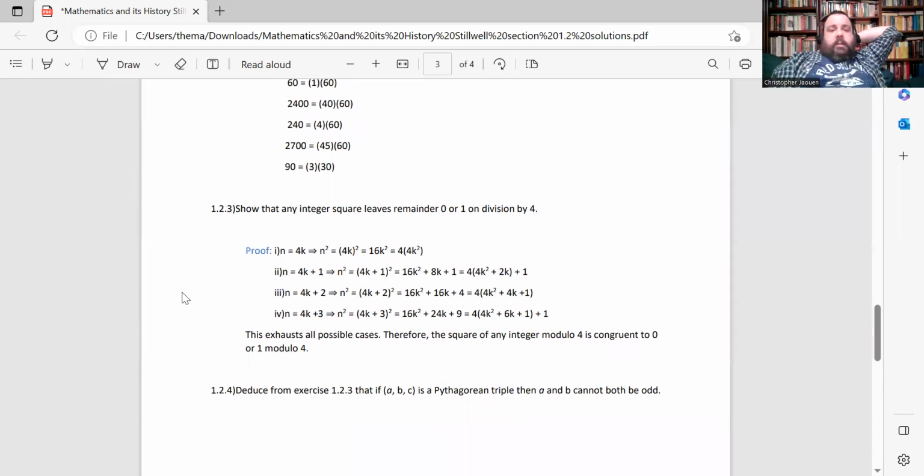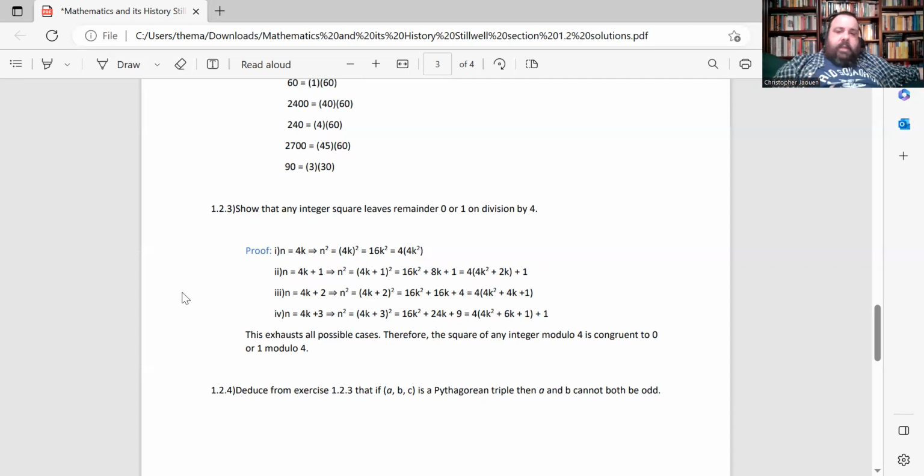So case 1, let's say n is divisible by 4. That means that n is of the form 4k, and if you square it, you still get a number that's divisible by 4. So the remainder is 0, right? So it's congruent to 0 mod 4 if you want to think about it like that. The next case is if the remainder is 1. So n is 4k plus 1. If you take the square and you simplify everything, you get a number of the form 4 times (4k squared plus 2k) plus 1. Notice that 4k squared plus 2k is another integer, meaning that n squared in this case is congruent to 1 mod 4.